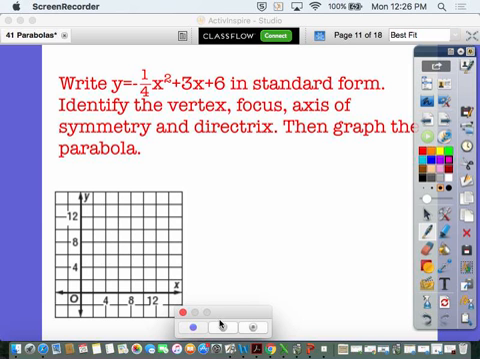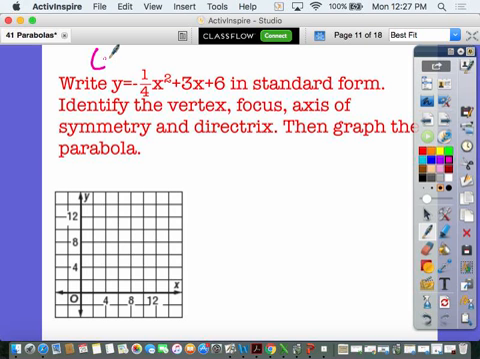And is it going to open up or is it going to open down? Down. And how do you know? It's negative, because it's a negative 1/4. So that general equation, the standard form, is (x minus h) squared equals 4p(y minus k). Very good. Remember, h always goes with x and k always goes with y.